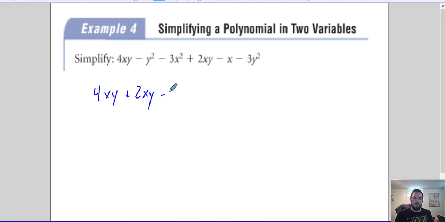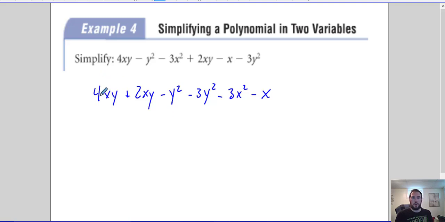I see that I have a minus y squared, and I look through my polynomial and see that I have another term that contains y squared as well, so minus 3y squared. And then I see that I have a minus 3x squared, and then finally I have a minus x, right? 1, 2, 3, 4, 5, 6 terms. So I have them all there. They're simply rearranged. Now, same thing as before, I want to add coefficients.